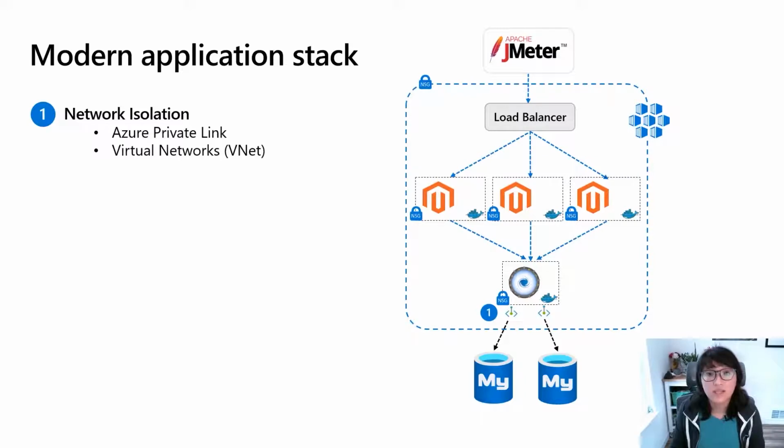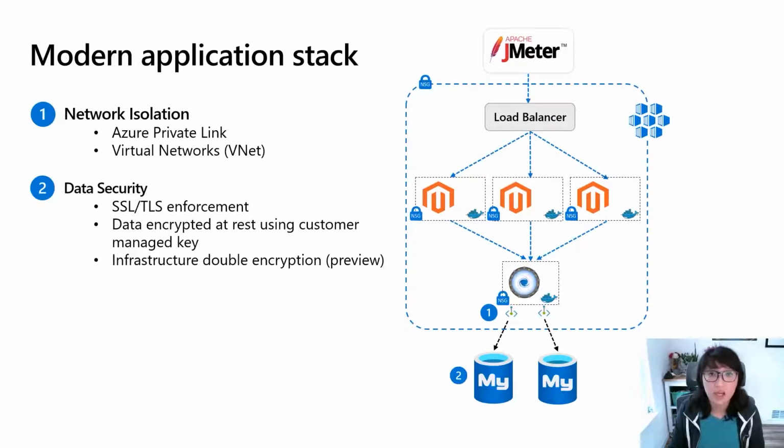Secondly, when it comes to data security, we do provide data protection both at rest and in motion. This is done through SSL and TLS enforcement, and data encryption at rest using customer managed keys, which allows you to rotate your keys as you need. There's also infrastructure double encryption, which is in preview, which gives you an additional layer of data encryption.